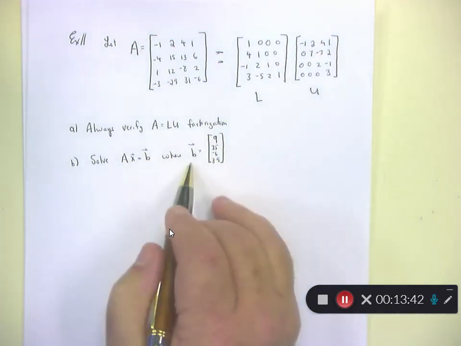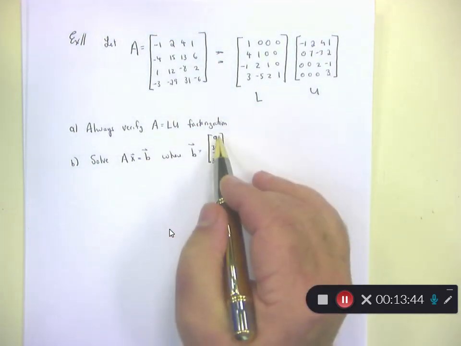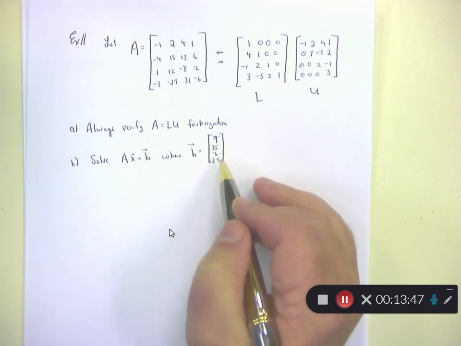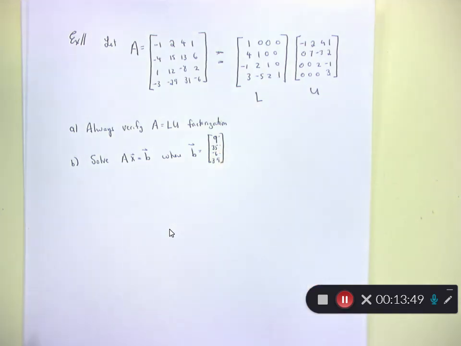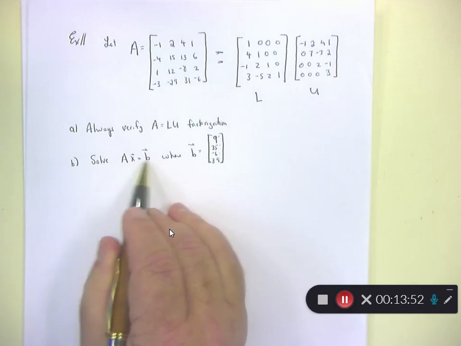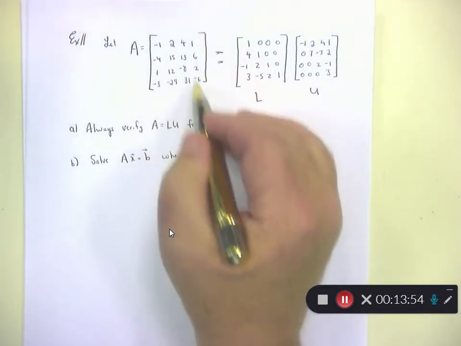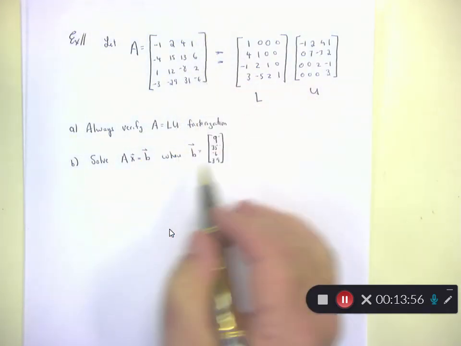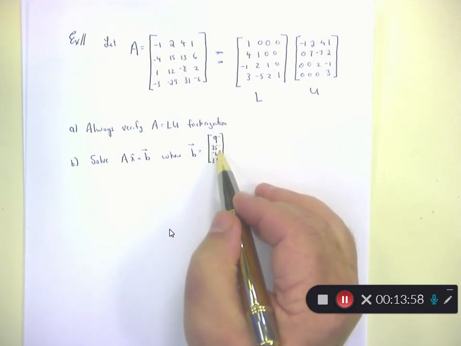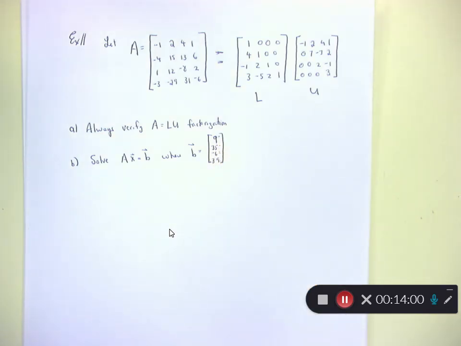Now, I want you to solve this equation, AX equals B, where B is equal to this vector: 9, 35, negative 6, 39. I want you to solve for X. Here's A times what X, X1, X2, X3, X4, would be equal to this B: 9, 35, negative 6, 39. Okay? So, here we go.